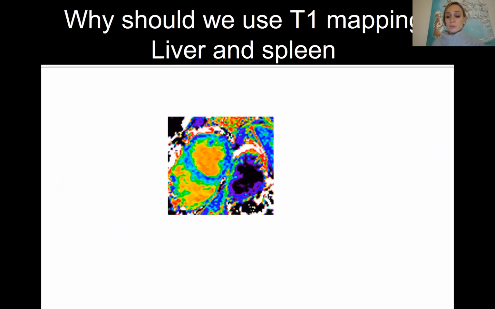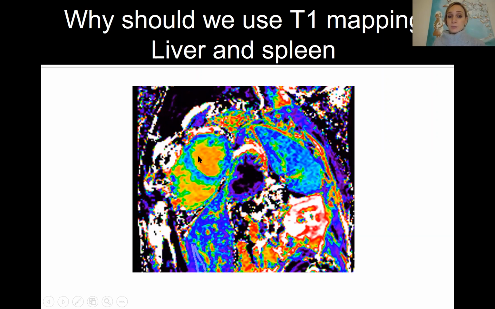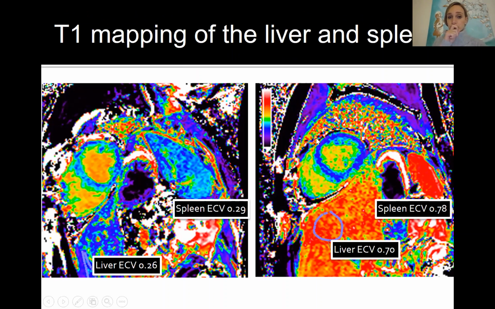But can we just measure the amyloid burden in the heart? If you actually zoom out, you can see that when you take the extracellular volume map of the heart, you actually get very often also the liver and the spleen. And here you have two different patients, and the color of the liver and the spleen is very different. And why is that? Because in the patient on the left, there's no amyloid in the liver and the spleen. But in the patient on the right, there's a large amyloid load in both the spleen and the liver.